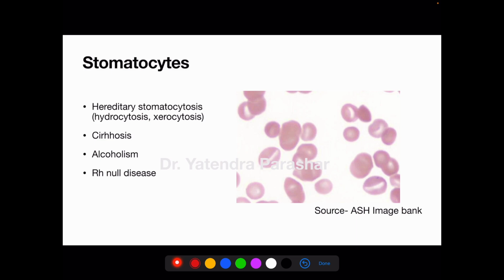Another red blood cell shape is stomatocytes. Stoma means mouth, cells with a mouth-like opening in the red blood cell. As we can see in these cells, they have a central area of pallor which appears as a mouth. So it is seen in hereditary stomatocytosis, which is of two types, hydrocytosis or xerocytosis, and also in cirrhosis, alcoholism, and Rh null disease.